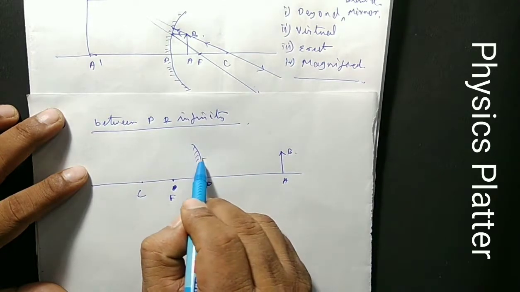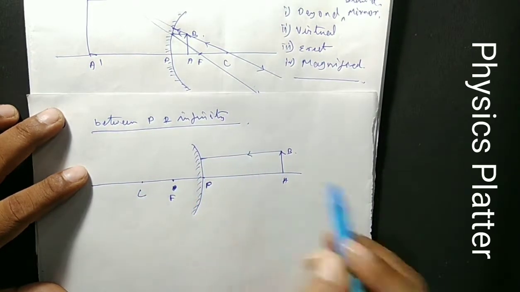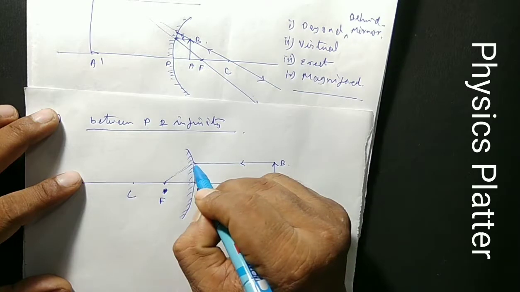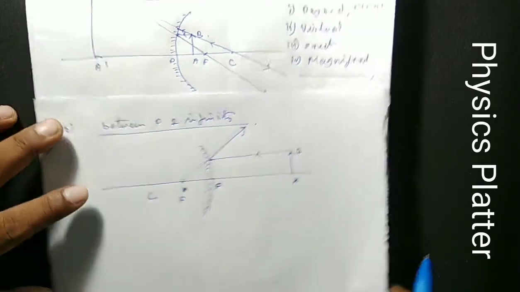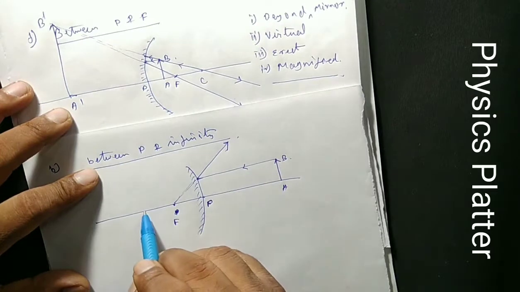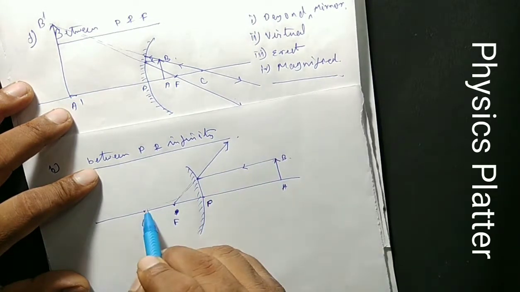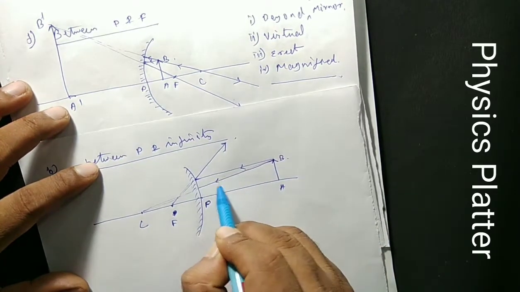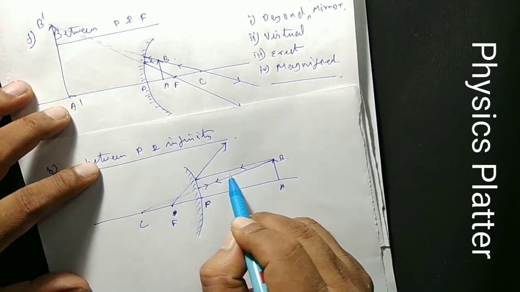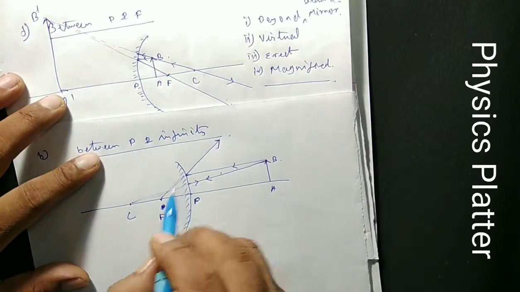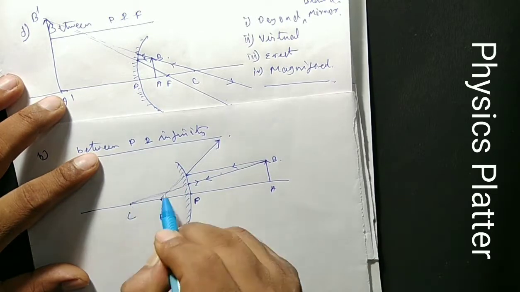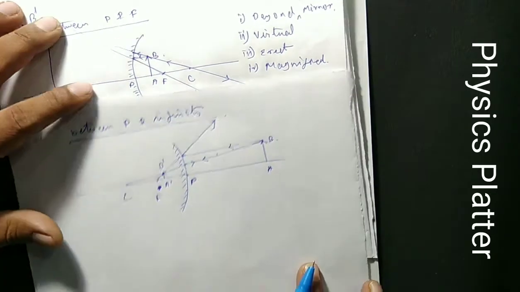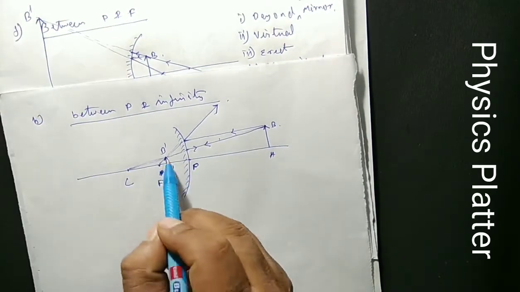Again from the head I will take two rays. One is paraxial, that after reflection will look like coming from the focus, and then another one, a ray which was going towards C, and then of course it will come back through the same path, and the extended line will meet here. That means the image will be formed here, which is A prime B prime. So the image is formed between P and F.